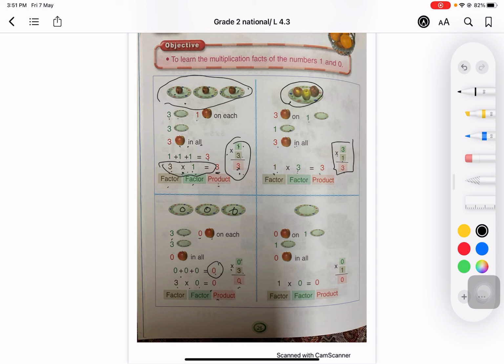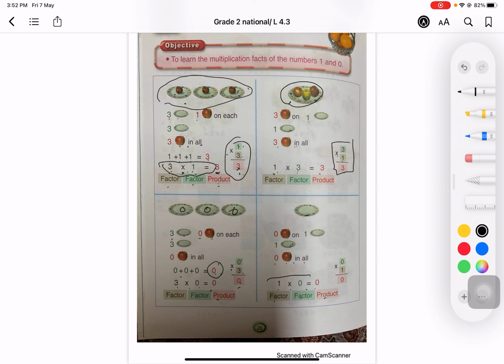Okay? Here, I have 1 plate and I have 0 apples. There is nothing in it. How many apples do I have? 0 apples. How many plates do I have? 1. So I have 0 apples in all. So it will be 1 multiply 0, the answer is 0. So any number you multiply by 0, you will get 0. We call this a factor, and the product we call 0.